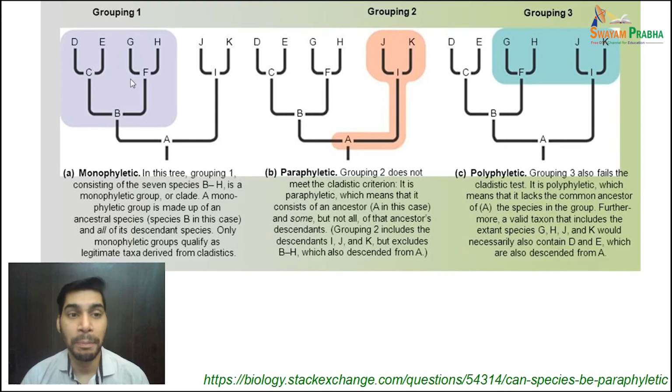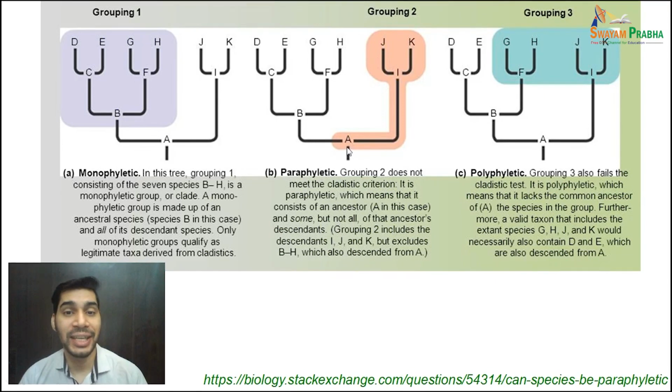Now compare this monophyletic with this paraphyletic here, which is shown in this grouping 2. Grouping 2 does not meet the cladistic criteria. Why? Because it is a paraphyletic grouping, which means that it consists of an ancestor, which is A in this case, and some but not all of its descendants. Whereas in monophyletic, the common ancestor and all its descendants were grouped together. In case of paraphyletic, there is a common ancestor, but all its descendants are not shown. Only some of its descendants are grouped together.